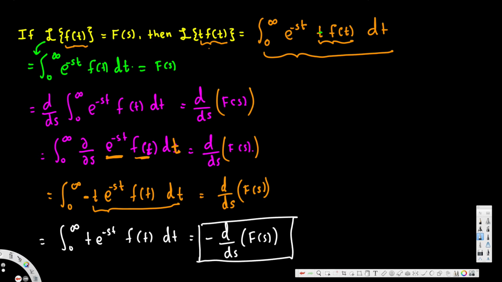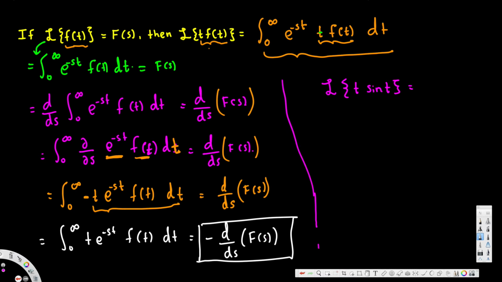Okay, now let's see how we can use this. For example, let's say we have to find the Laplace transform of t sin t. From the derivation, we know that if we can simply find the negative derivative of this F of s, that's going to give us the transform of t multiplied by any function.